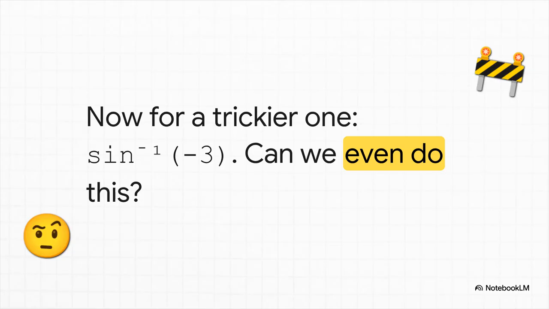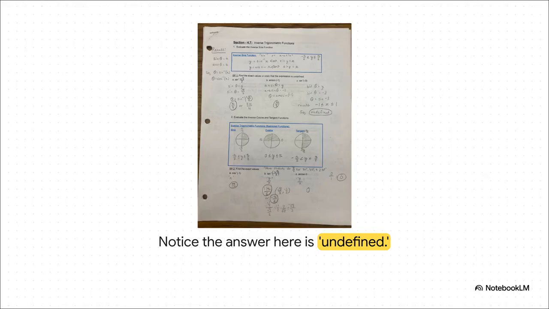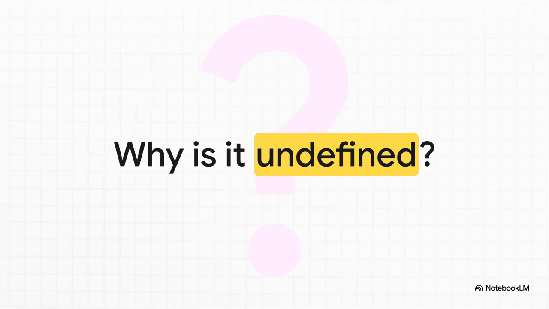All right, now for part C. This one looks super simple, but I promise you, it's a bit of a trick question. We need to find the inverse sine of -3. And this is brilliant because it illustrates a whole new rule. Look at what the student wrote and circled. Undefined. It's not a number, it's not an angle. It means the function just can't. It can't give an answer. So why? How can there just be no answer?